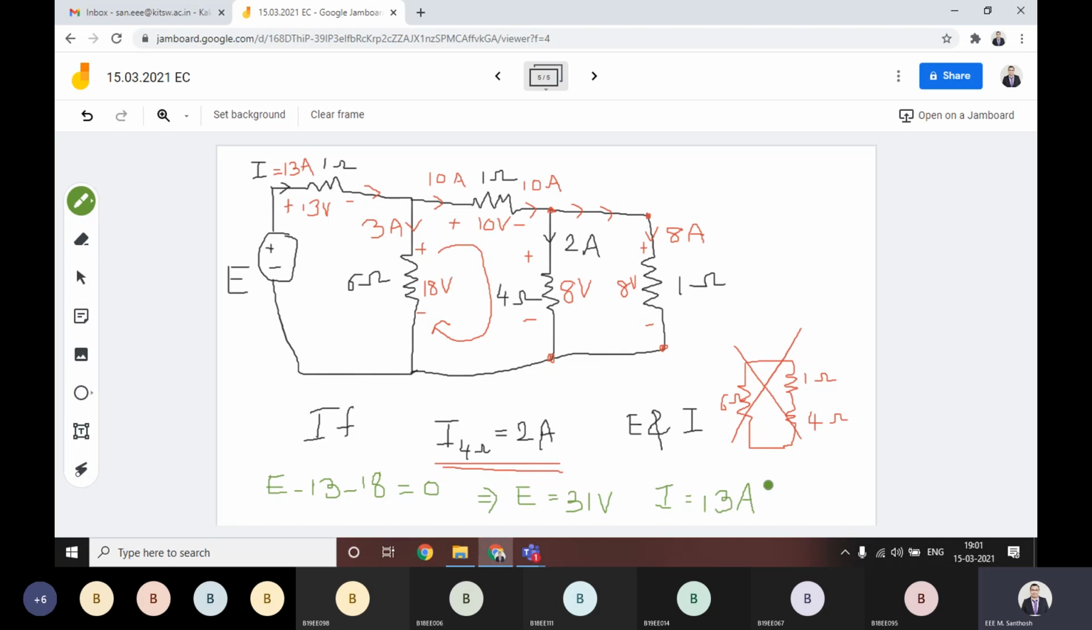With this, we have completed nodal analysis and mesh analysis. Tomorrow we will see the voltage divider, current divider, and also source transformation. I hope you learned something from this class.